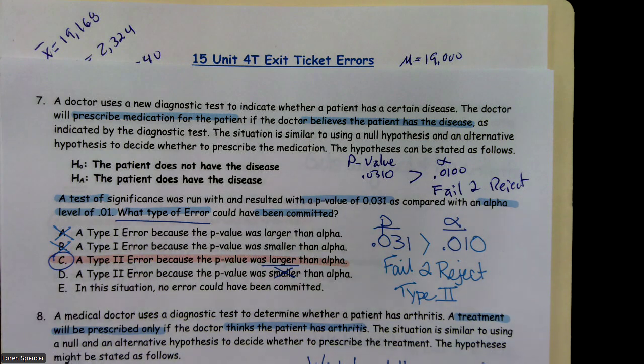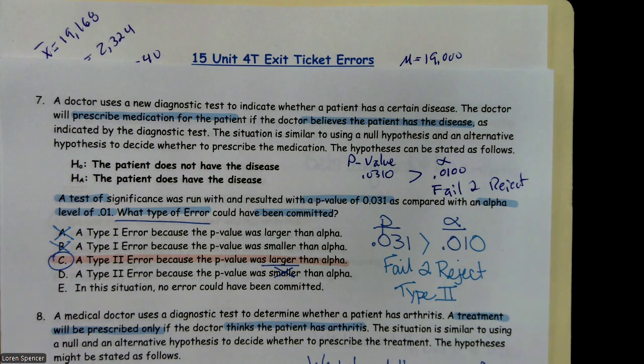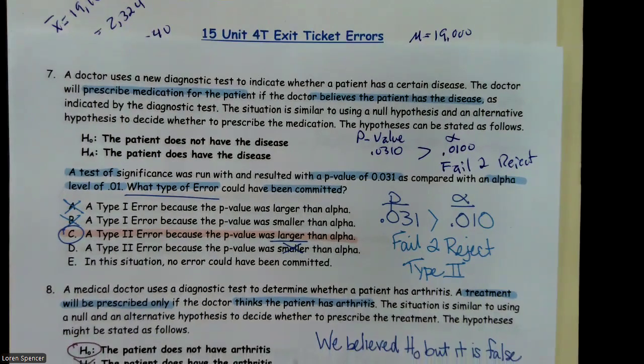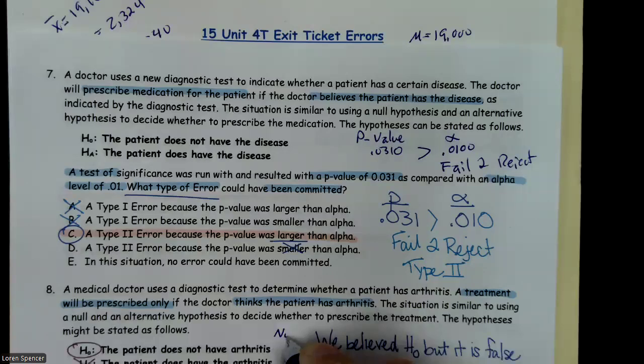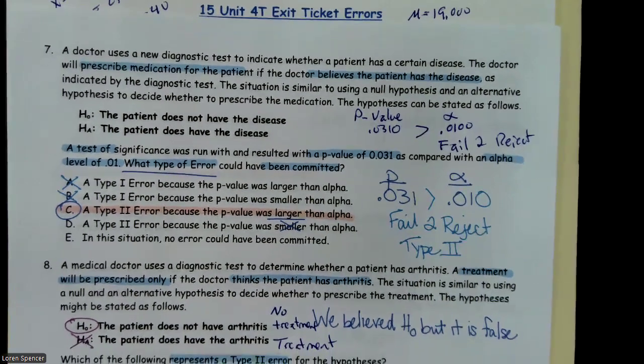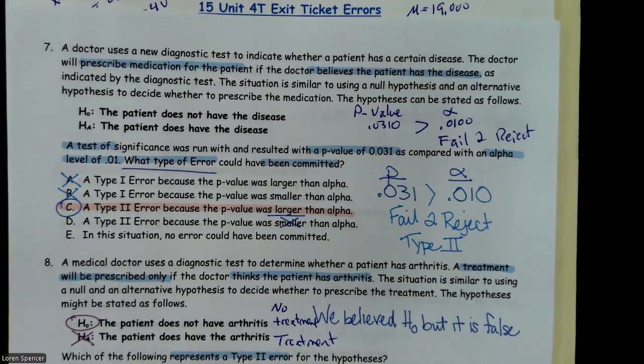The hypothesis may be stated as follows. The patient does not have arthritis. Okay, well, no treatment. This will be no treatment. If they don't have arthritis, that's no treatment. If they do have arthritis, that's treatment. Okay, so it says, which of the following best represent a type 2?